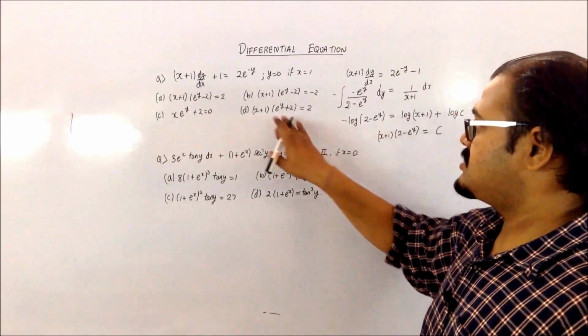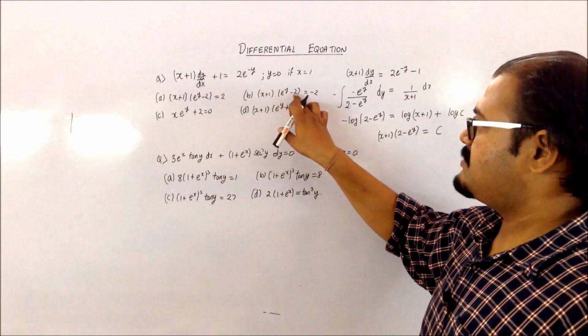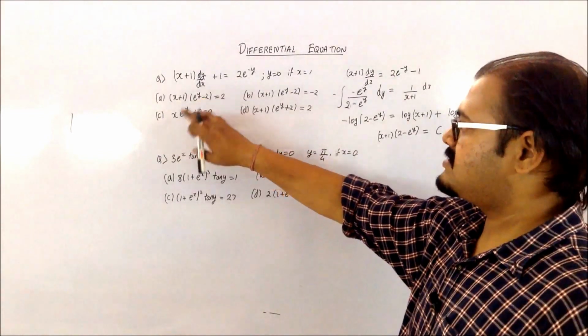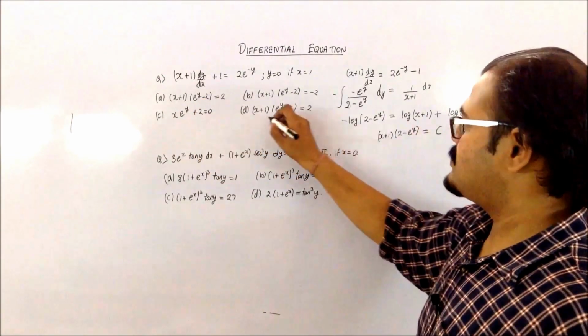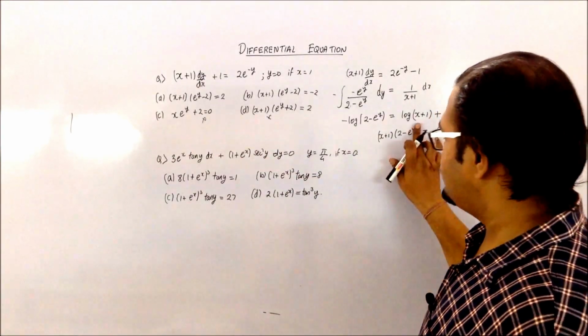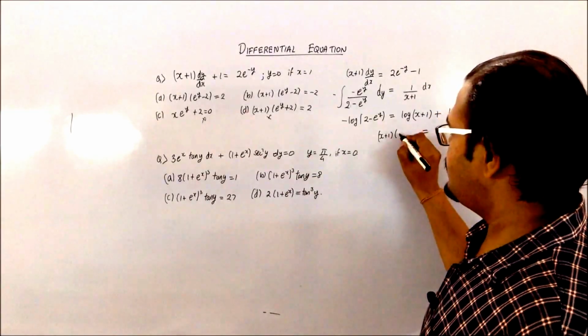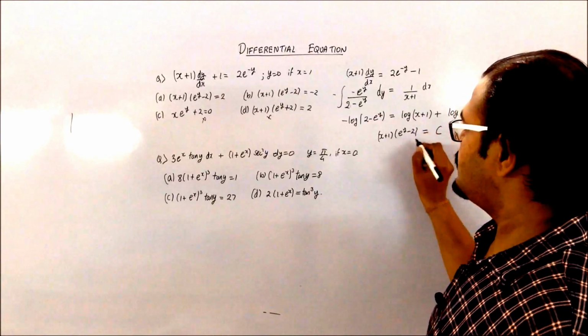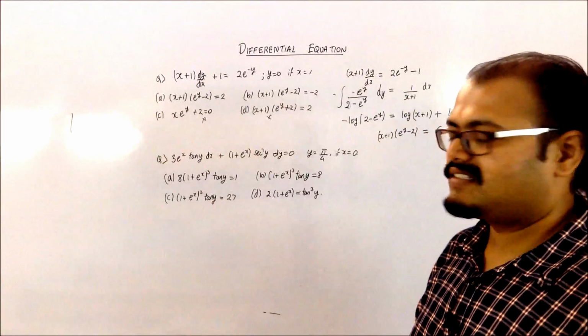Now if you just observe in this, you are having an e raised to y minus 2 term and an e raised to y minus 2 term like that. So basically your options C and D should not be the solution. So what you can do is, you can take this as e raised to y minus 2 and you will have some other constant c.